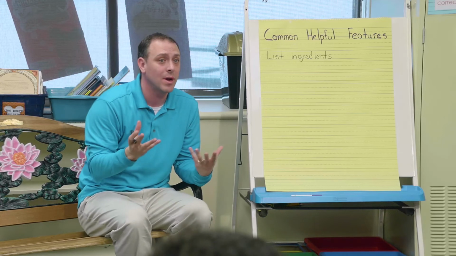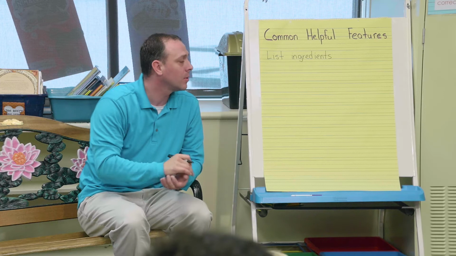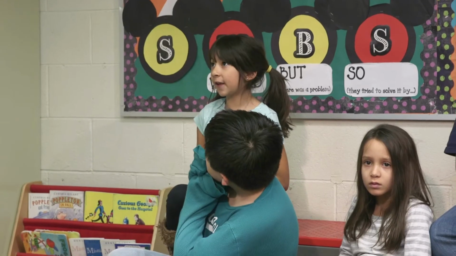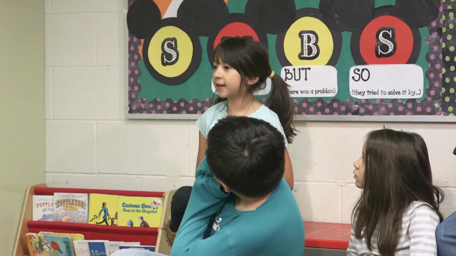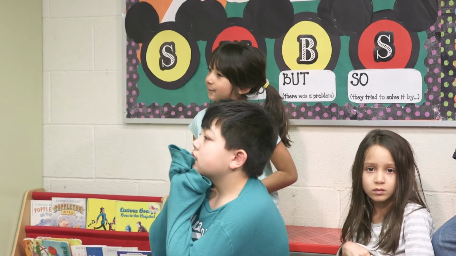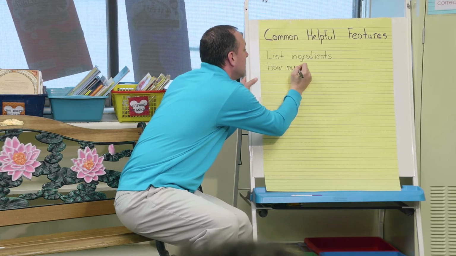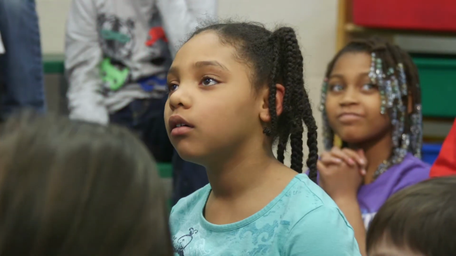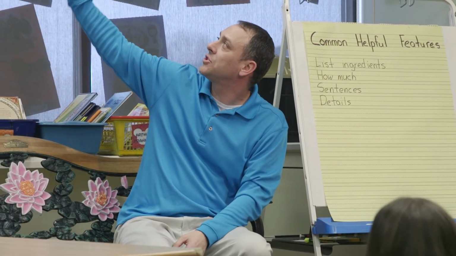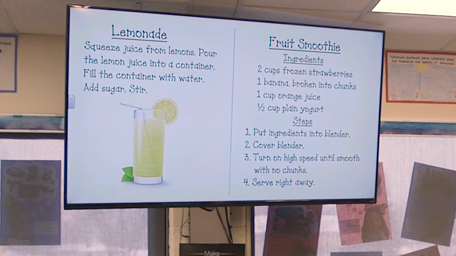So what are some things that we want to make sure we do as writers when we're writing our how-to? Karina? Now when the fruit smoothie actually had... It tells how much. So it specifically tells how much. So we probably want to include how much. One thing that I notice when I'm reading it is we said that there was a list of ingredients. The ingredients are at the top. What's the second little category? What does that say, Kaylee?